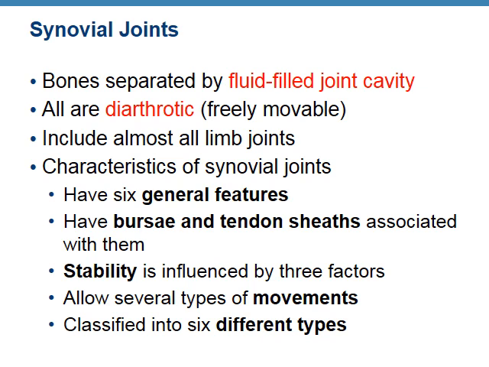The third major category we're going to talk about are synovial joints. So you can see here that these are fluid-filled cavities. They're filled with synovial fluid. They're diarthrotic or freely movable. Think of most of our limb joints. There are going to be 6 general features that we're going to look at. We're going to talk about bursa and tendon sheaths. We're going to talk about the stability of the synovial joints. And then we're going to talk about the 6 different types of synovial joints.